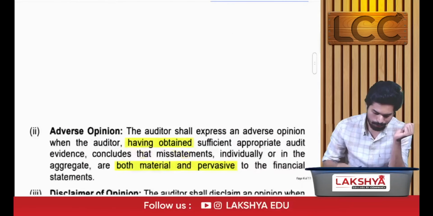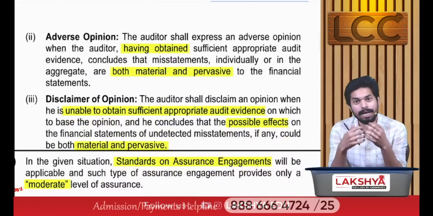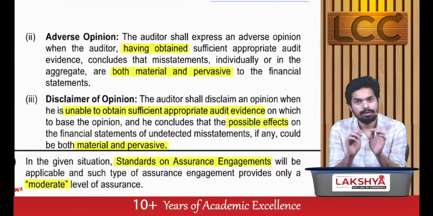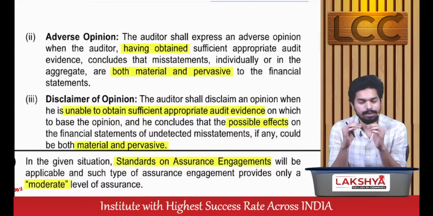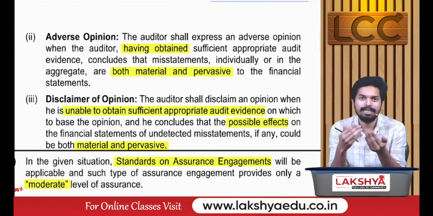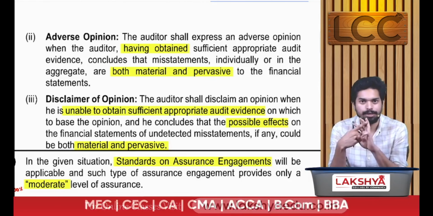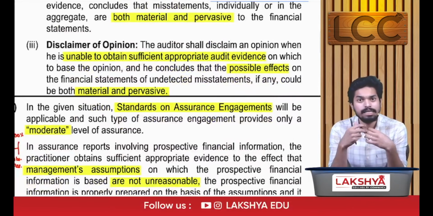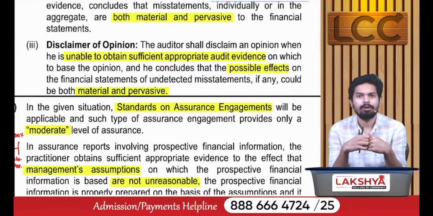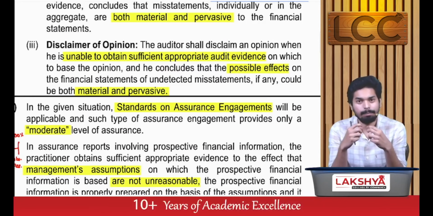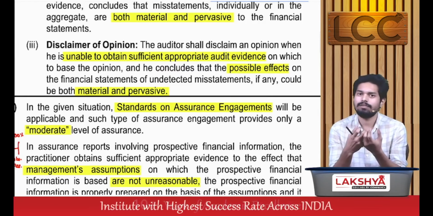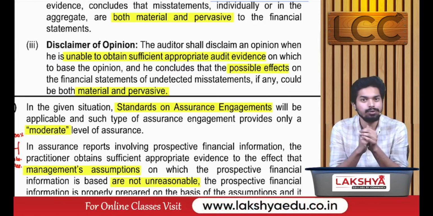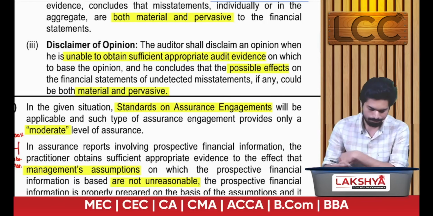Then when will he issue an adverse opinion? When the auditor, having obtained sufficient and appropriate audit evidence, concludes that the misstatements are material and pervasive, then he'll issue an adverse opinion. And the last one, when will he issue a disclaimer of opinion? If the auditor is unable to obtain sufficient and appropriate audit evidence and he is expecting that the possible effects of the misstatements might be material and pervasive, then he'll issue a disclaimer of opinion. That's it.